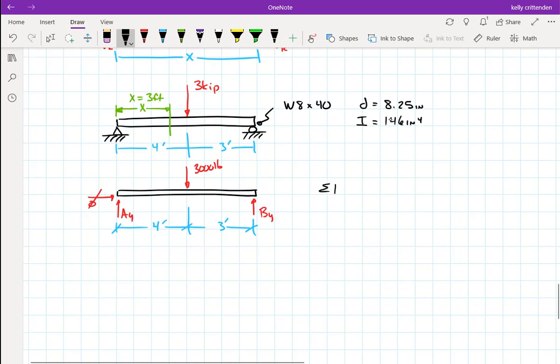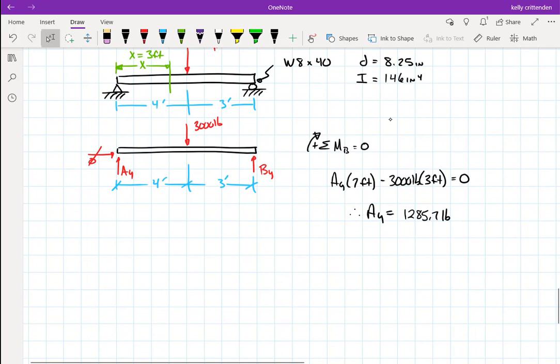So summation of moments about B equals 0. We'll do clockwise positive. That'll give us AY times 7 feet minus 3 kips times 3 feet must add to 0. Therefore, AY is 3,000 times 3 divided by 7, 1285.7 pounds. And we can figure out BY if we also needed that. We're not going to need it though.